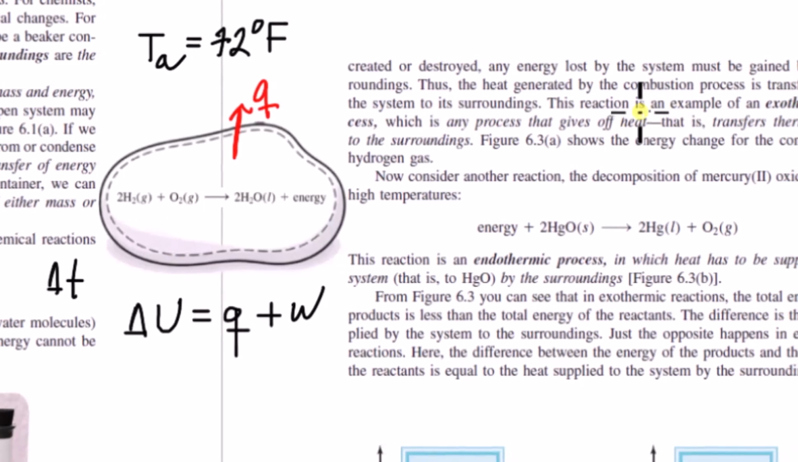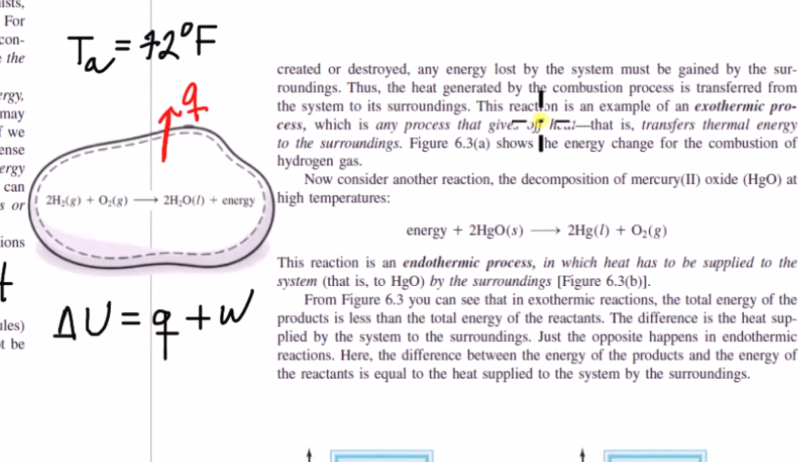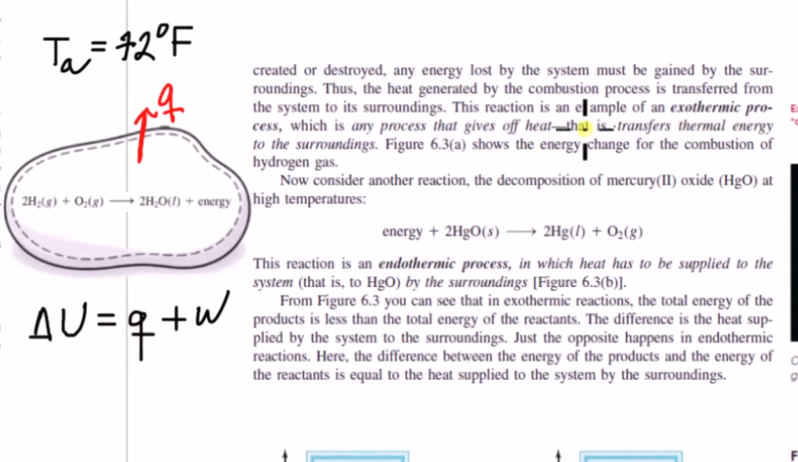Okay, and so it says this reaction is an example of an exothermic process, which is any process that gives off heat, that is, transfers thermal energy to the surroundings. All right, so any chemical reaction for which, as a result of the reaction taking place, there's a net heat transfer out of the system, is referred to as an exothermic reaction.